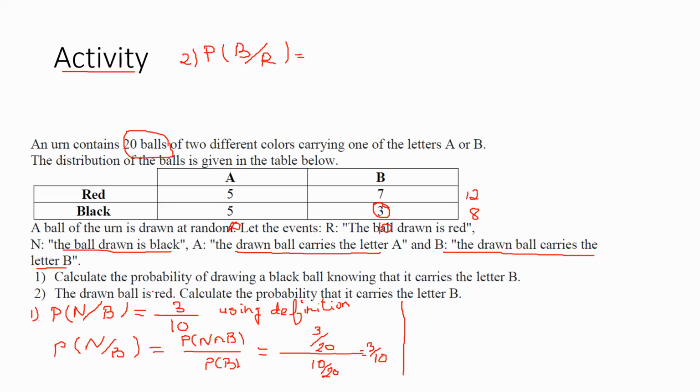We said the drawn ball is red. Knowing that it is red, calculate the probability. Thomas, the event that I need to calculate its probability is in the numerator. Calculate the probability it carries the letter B. Knowing that the drawn ball is red means knowing that we choose a red ball.